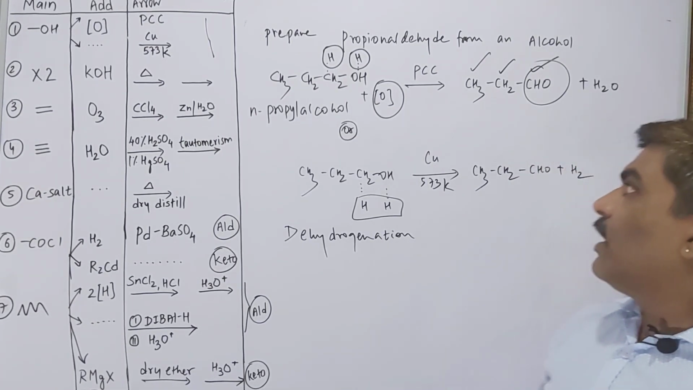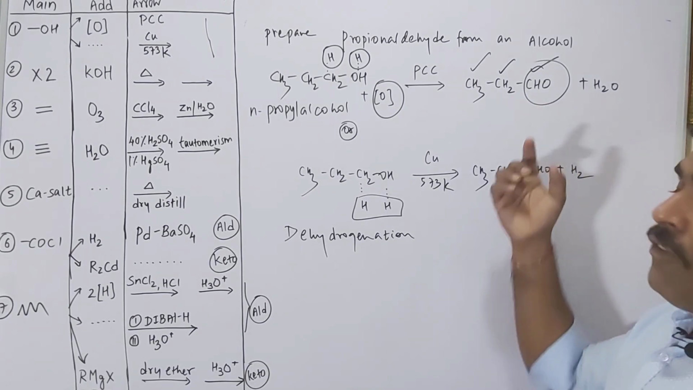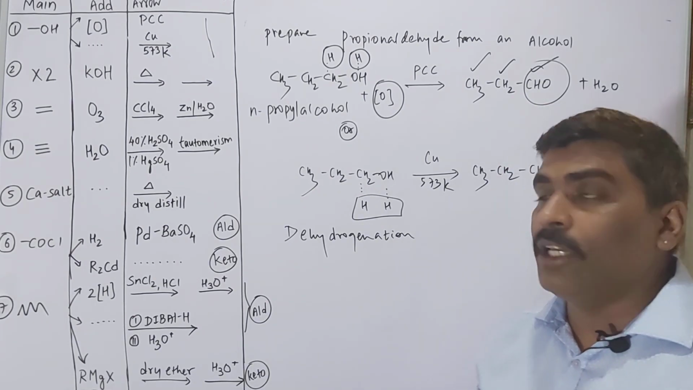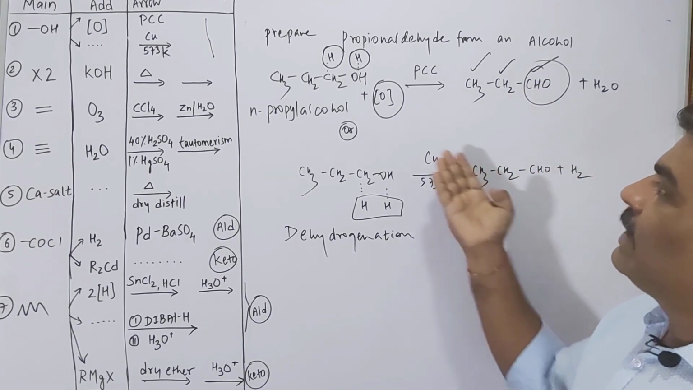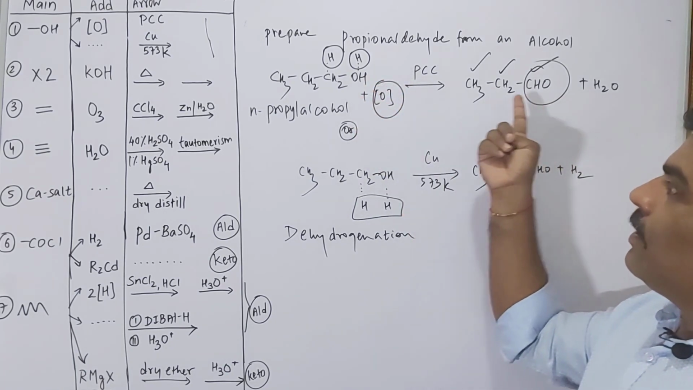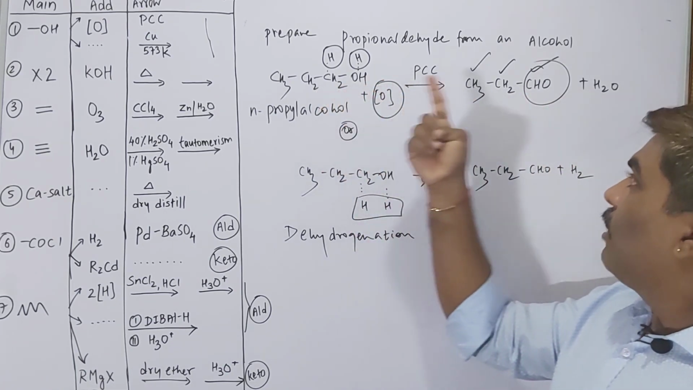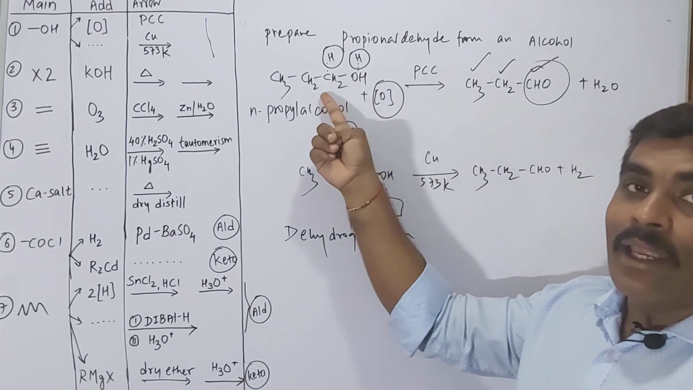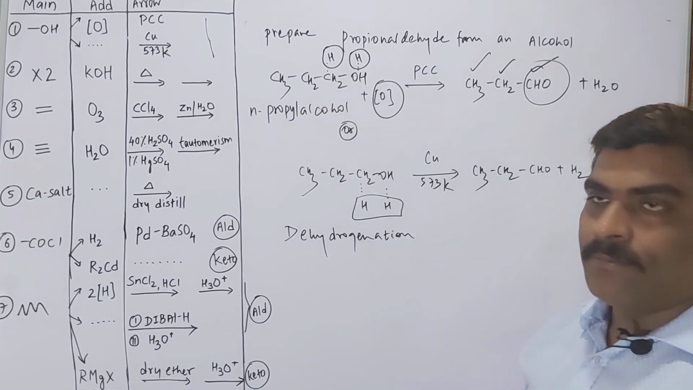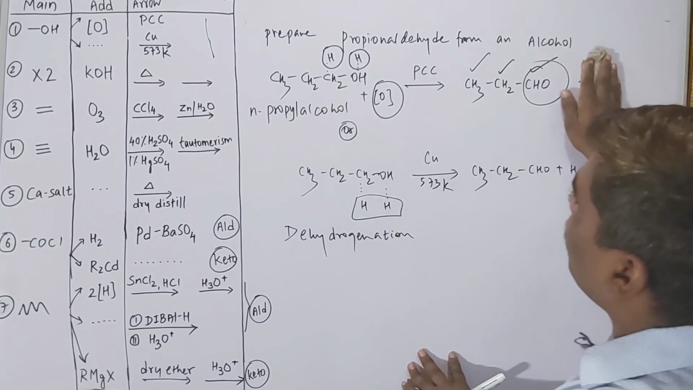So this way we can prepare aldehyde, even we can prepare ketone, aldehyde or ketone, by oxidation. See, if aldehyde is there, you have a primary alcohol. If you have ketone here, a secondary alcohol will be there. Okay.